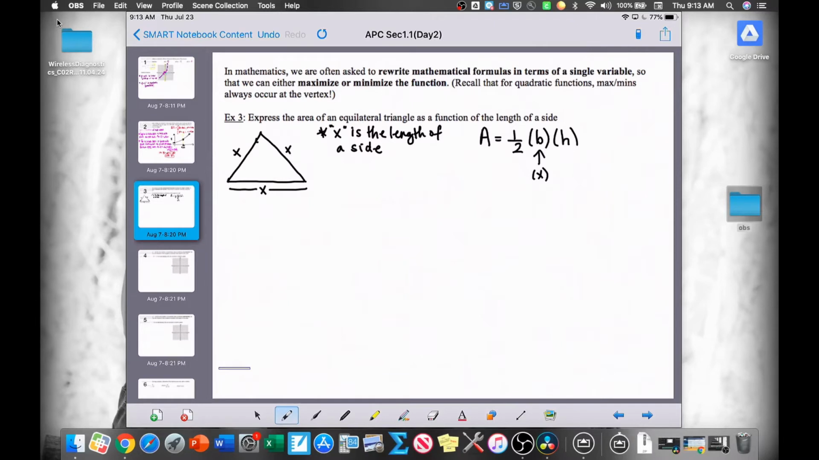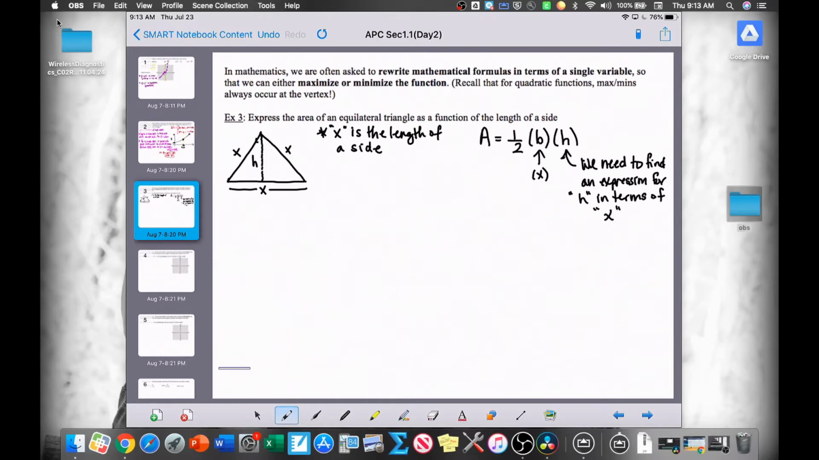That's my base of my triangle. But what I need is an expression for the height of my triangle, which is this right here. This is the height of my triangle. I need an expression for that height in terms of x, and that's what makes this problem challenging. So let's write that down. We need to find an expression for h in terms of x. Okay.